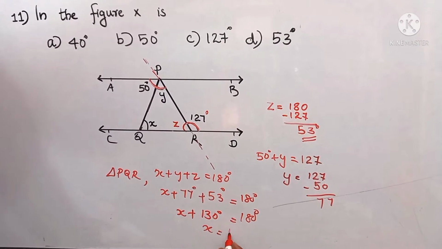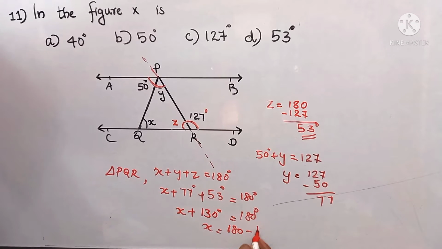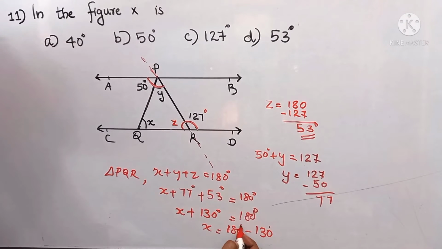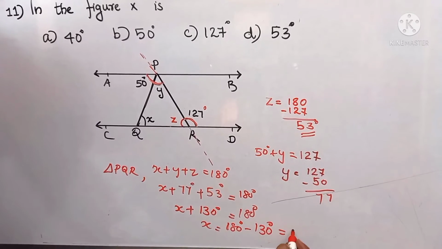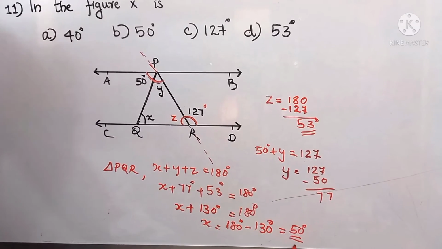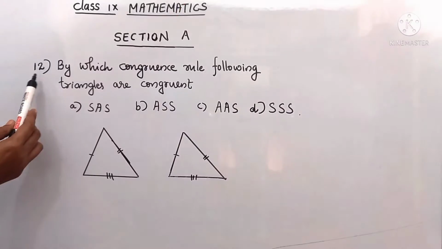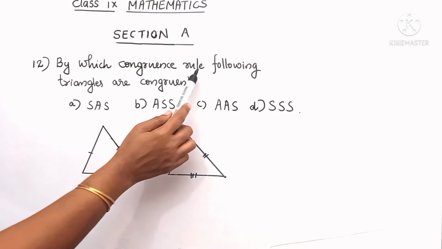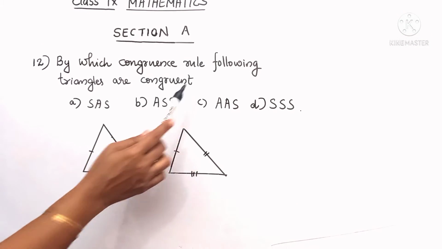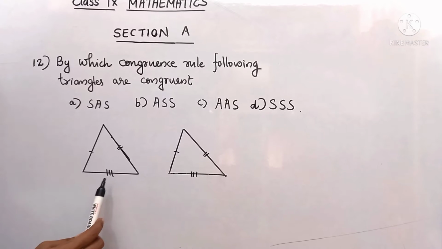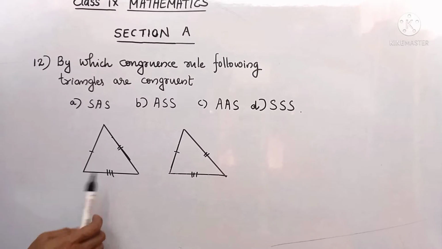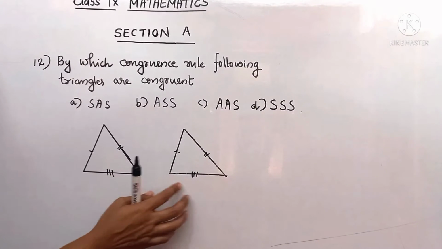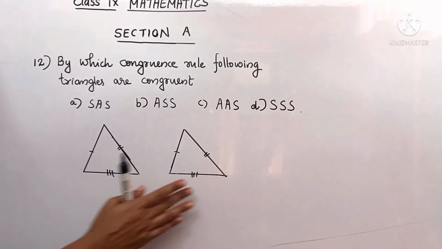Then x is equal to 180 minus 130, which is equal to 50 degrees. So we are getting the answer 50 degrees. Number 12, by which congruence rule are the following triangles congruent? We can see two triangles here. These three sides are equal, and in the other triangle also, three sides are equal.